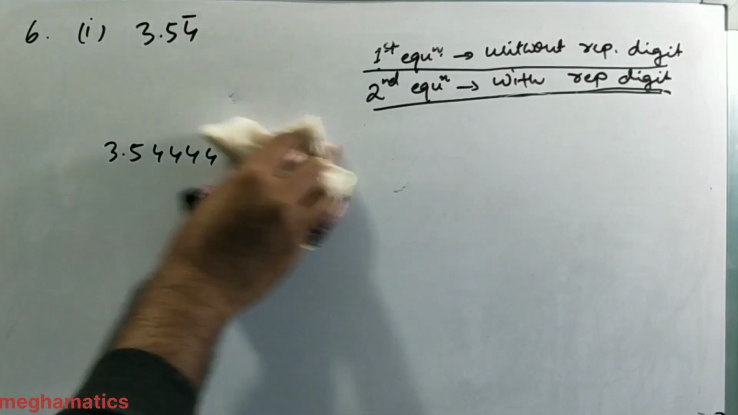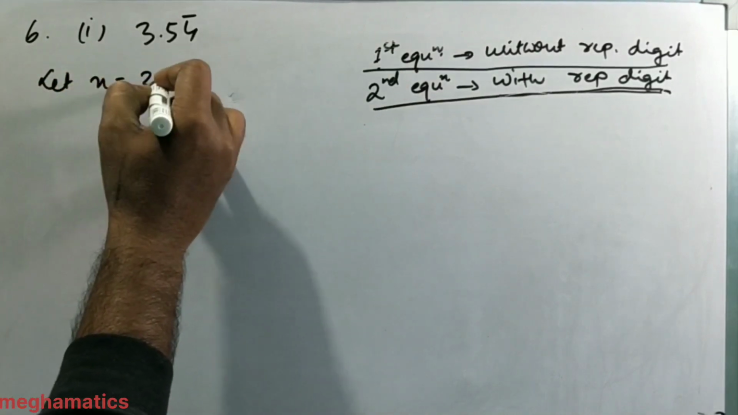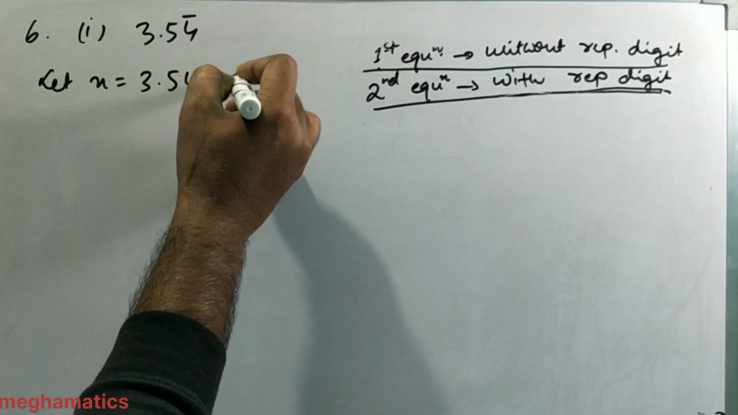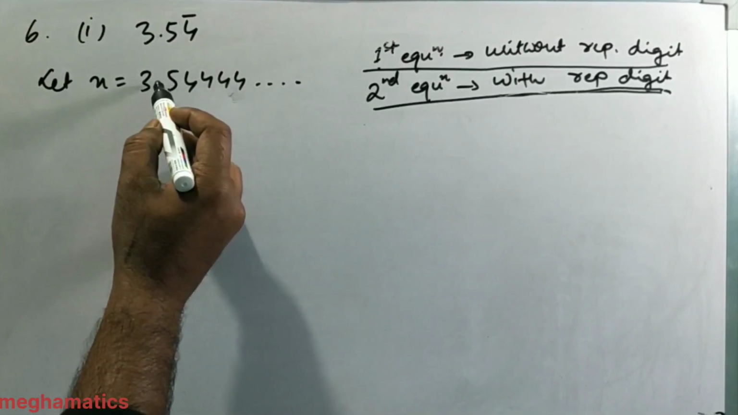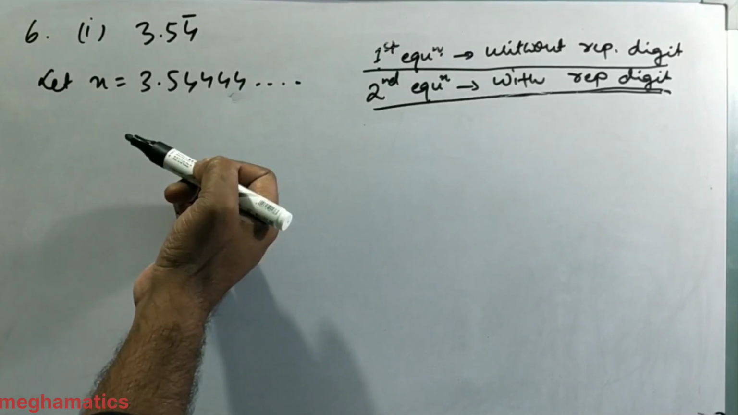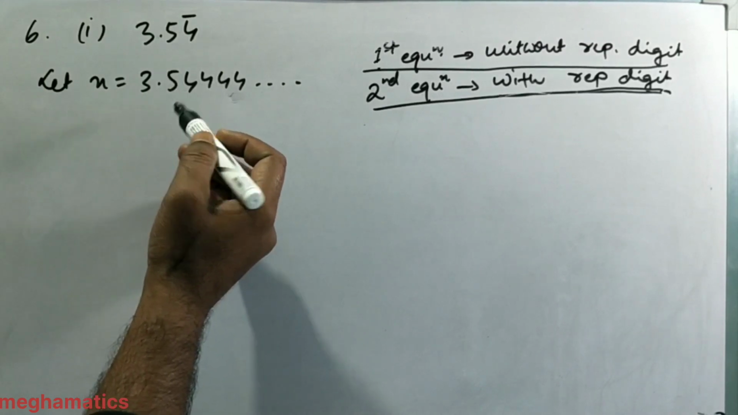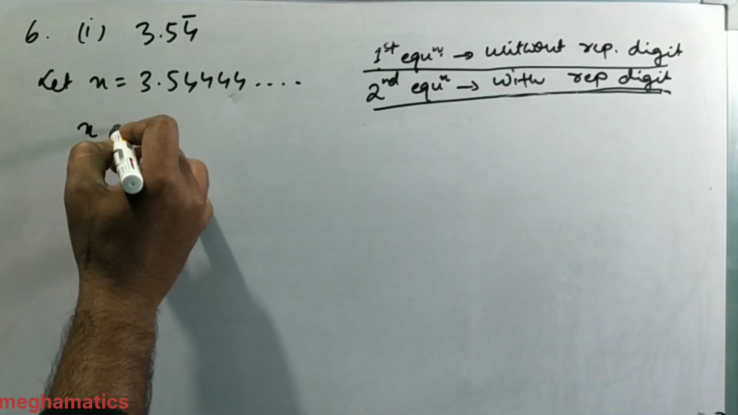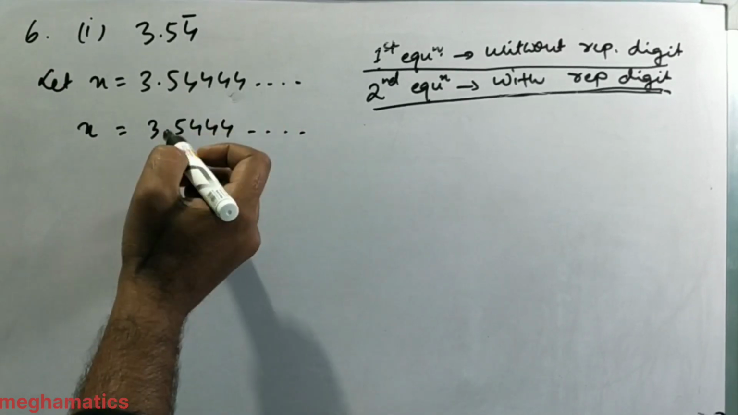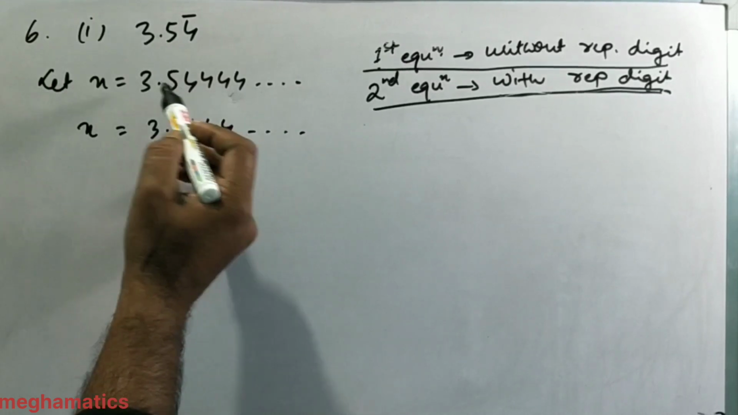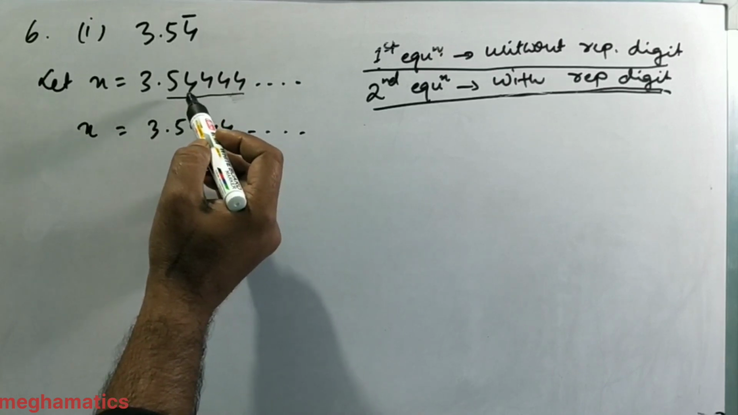So how will we solve? In the same way again, let x equal to 3.54444. Then first we will have to put the decimal after the non-repeating digit. That means the digit which is not repeating. So we'll write the same equation 3.5444. Here we will see which digit is not repeating after the decimal.